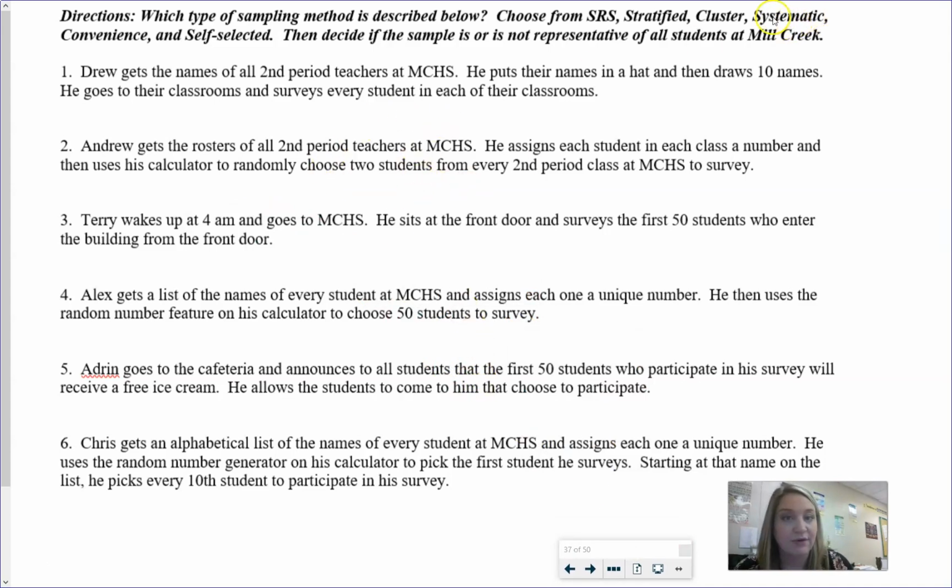Sorry, it keeps saying Mill Creek and MCHS. That was my first school that I taught at, and so that's why I keep saying Mill Creek. So I apologize. It's just a high school.